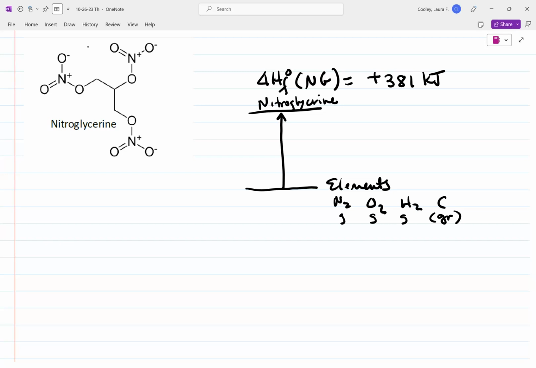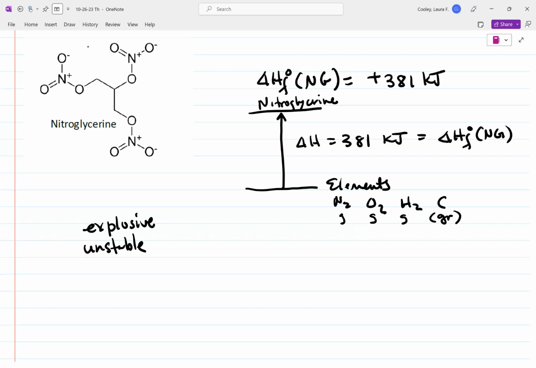Now, does that make sense? What do you know about nitroglycerin? It's an explosive, right? It's very unstable. And here is your evidence. Forming nitroglycerin from the elements is an uphill process. This delta H is the delta HF0 for nitroglycerin, and it is positive because this is unstable and the elements are more stable. And you will find this is true of a lot of explosives. They have positive delta H's of formation. Yeah. The less stable it is compared to the elements that make it up.